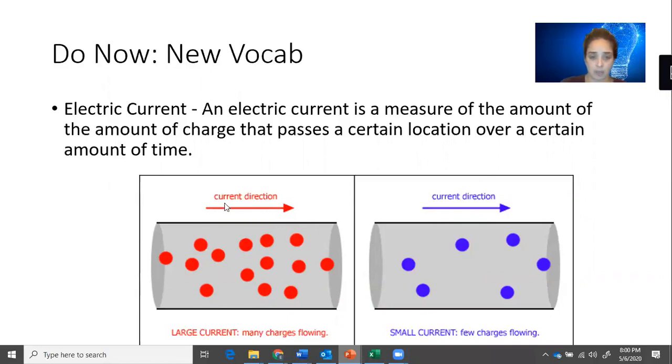So we see current is going to have a direction because it's charges that are flowing. And we might have a lot of current, which is represented by a lot of these dots. Or we might have a small current, which is represented by a few of these dots that are charges flowing. Okay? So please make sure you write this definition into your notebook, and also the drawing would be helpful to have. Take the next 30 seconds or so to do that. If you need to press pause, you can also do that. Make sure you have it done.